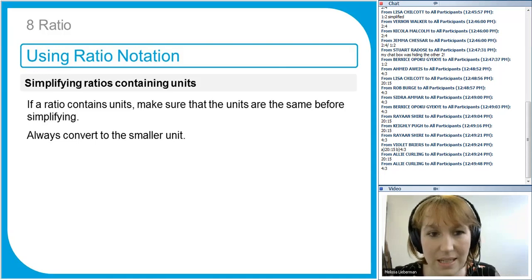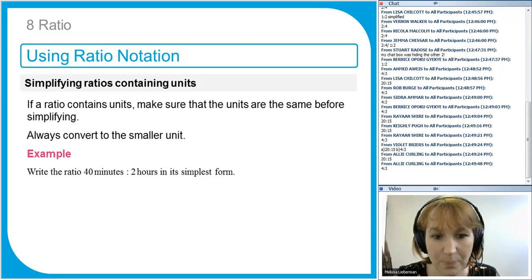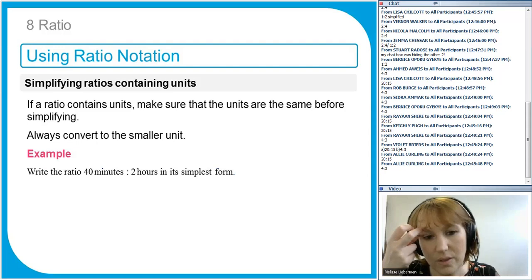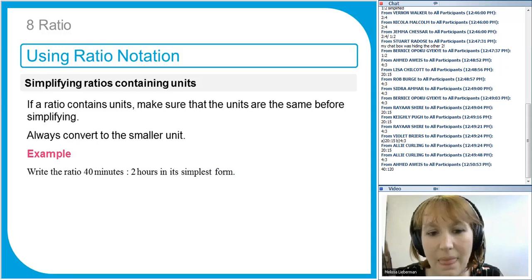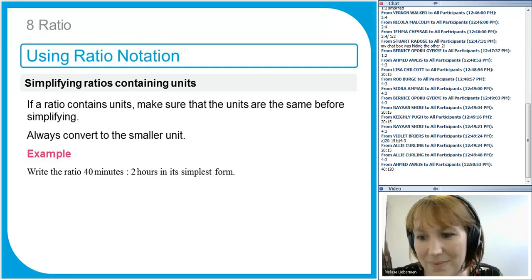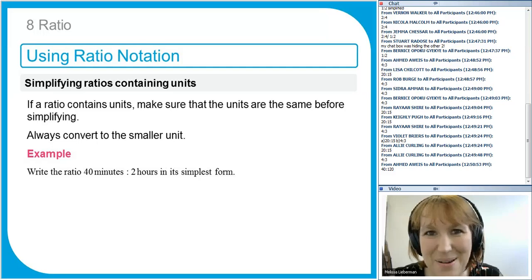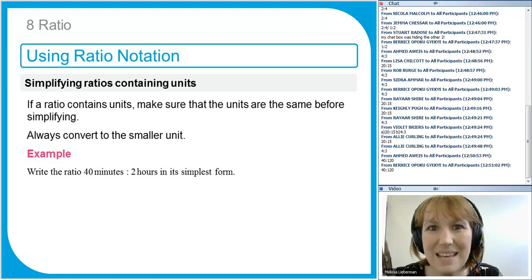So let's have a look at an example. This one involves minutes and hours. So for every 40 minutes, there are 2 hours in this ratio. The first step will be to convert to the smaller unit, so to convert these into minutes. So 40 minutes, we'll leave that as it is. How many minutes are there in 2 hours? 2 hours, careful, Abdallah, every hour is 60 minutes, 60 and 60 is 120. So 2 hours is 120 minutes.